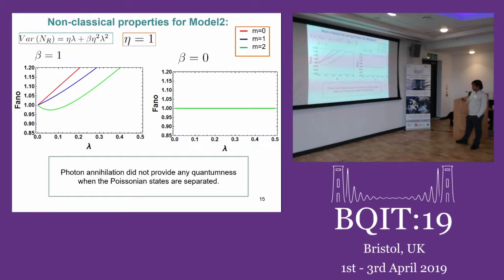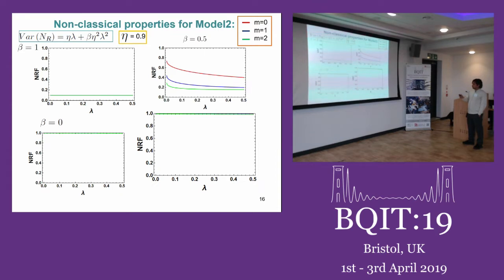In the second case, for model 2, for beta equal to 1, it is the same because it has both contributions from the Poissonian and super-Poissonian terms. For beta equal to 0, as we know that since the states are separated Poissonian states, photon subtraction doesn't have any advantage. The Fano factor always remains 1, regardless of the number of photon subtractions. So this is for model 2.